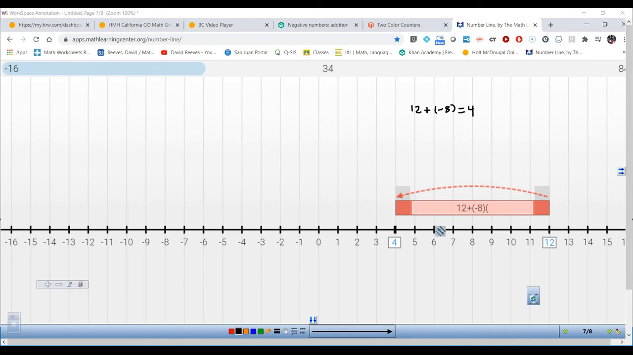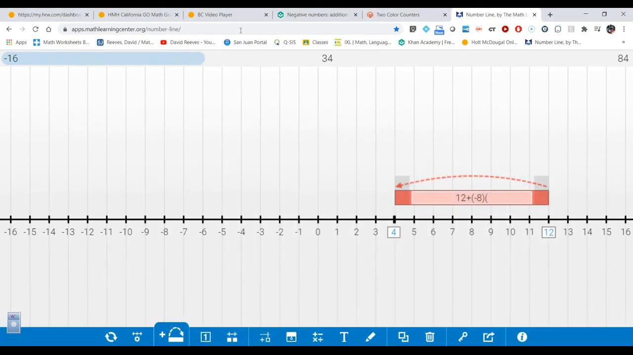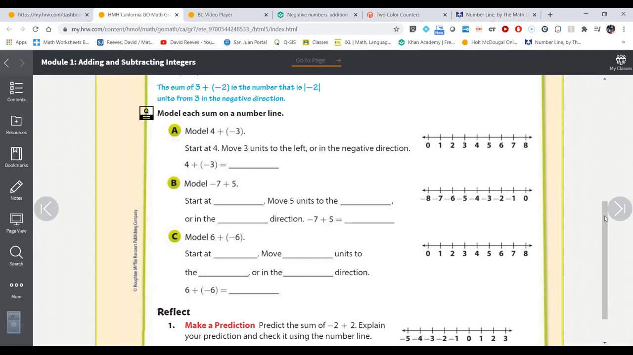Or if I show you the way it is in the textbook, we would start at 0. We go all the way over to positive 12 in a positive direction, right? And then what do we do from 12? We go back 1, 2, 3, 4, 5, 6, 7, 8, right? And where do we end up? We end up at 4, right here. So positive 12 plus negative 8 is 4. All right, so that is adding and subtracting integers with different signs on the number line.